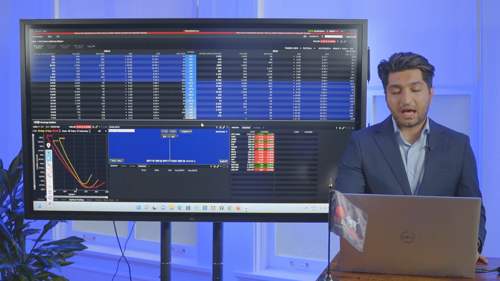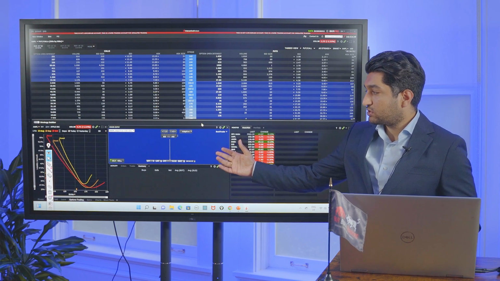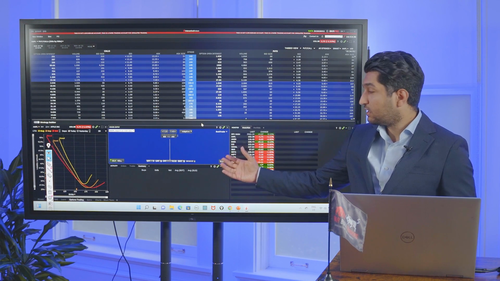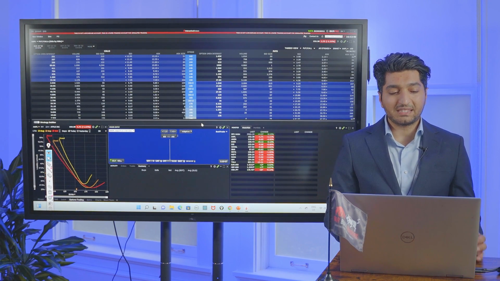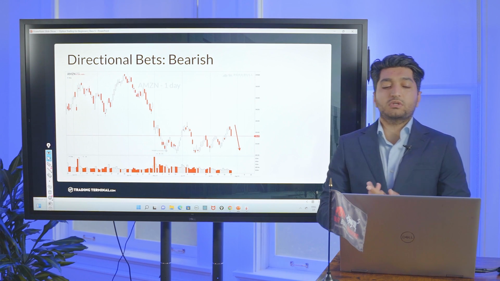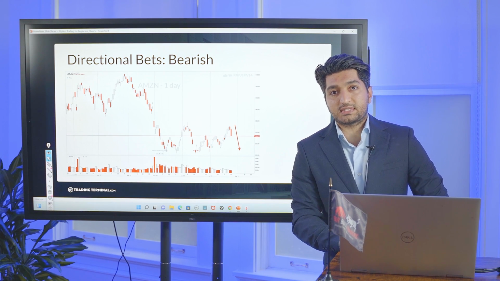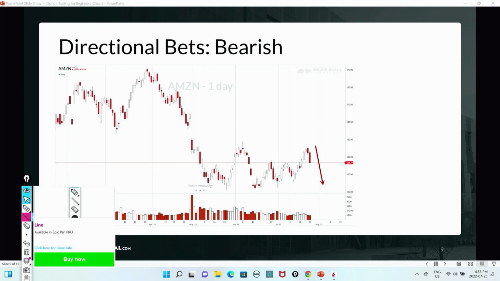Again, this is a platform by Interactive Brokers. You can see the option chain, you can see your montage where you can take the trades, you have your watch list, and all the necessary information you need as an option trader. So let's go back and now imagine you have a bearish thesis, and how can you play that? For this case, let's take a look at Amazon.